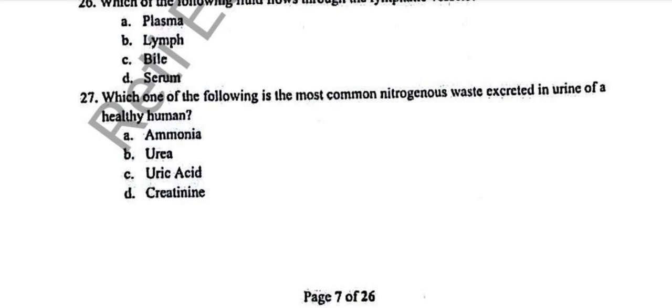Ammonia, highly toxic, excreted mainly by aquatic animals. Urea. Uric acid, a main waste in birds and reptiles. Creatinine, present in urine but in much smaller amounts than urea.